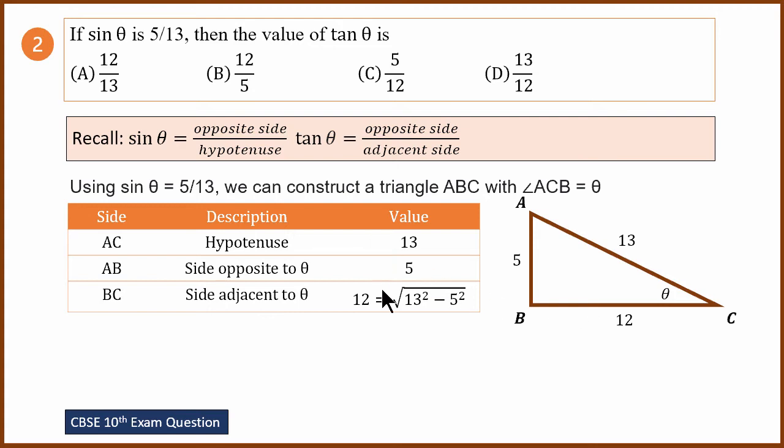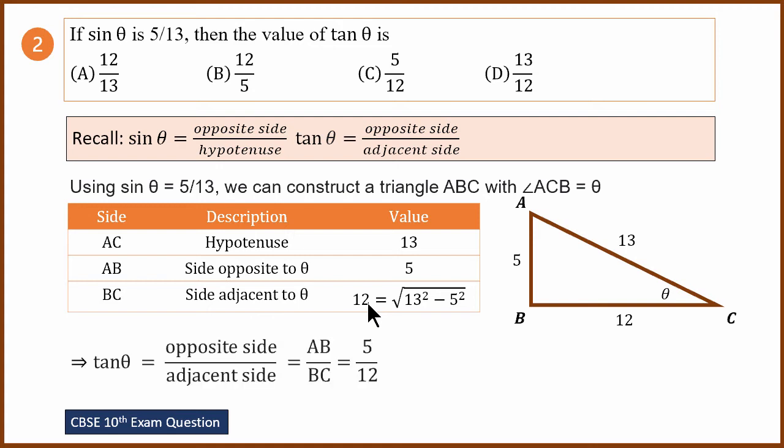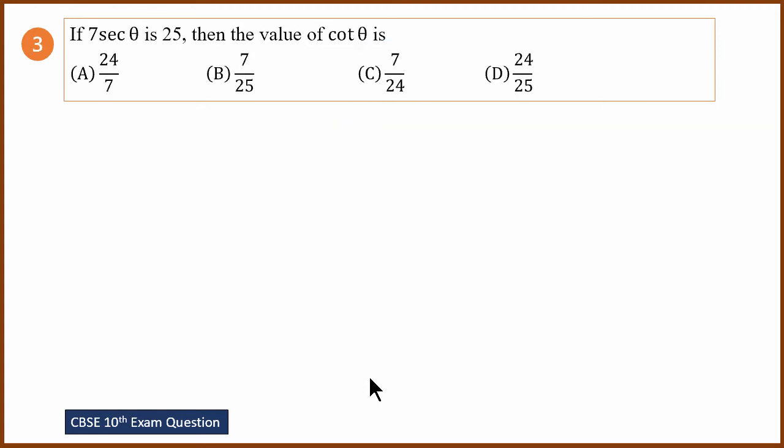So you form a table like this. Hypotenuse is 13, opposite side is 5, adjacent side is 12. Now what are we supposed to find? We're supposed to find tan theta. So what is tan theta? Tan theta is opposite side by adjacent side. Definition. Opposite side is 5, adjacent side is 12. Answer is 5 divided by 12. This is C. Let's practice a couple more questions.